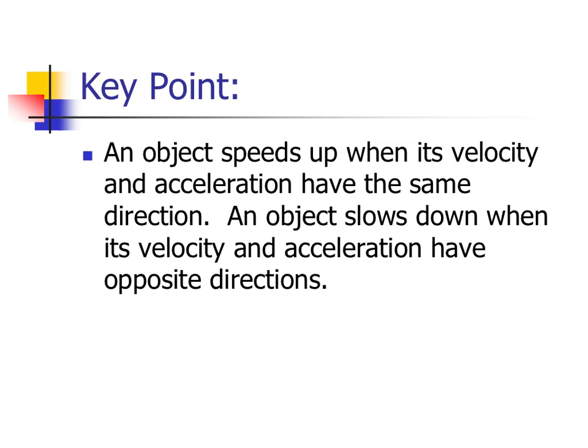So what we need to really point out is that an object speeds up when its velocity and acceleration have the same direction. And this is a big point. It's the same direction. Okay? An object slows down when the velocity and acceleration have opposite directions. So it all depends upon the direction that the object is moving. So make sure when you're drawing them out that you use your arrows to draw out what is happening, because it's all about the direction that the object is moving.